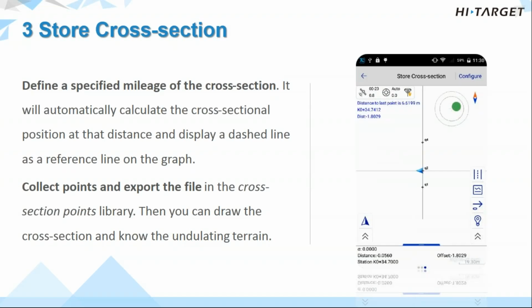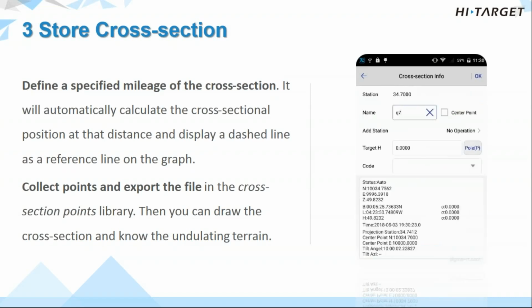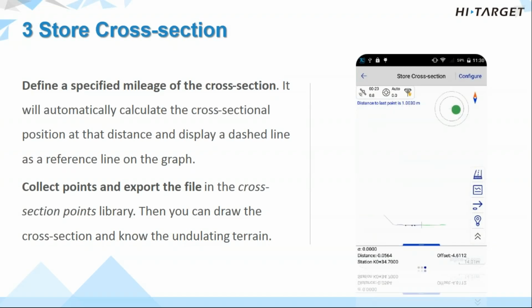And maybe someone will ask why you need to do the third step, store cross-section. Cross-section is one step for us to know the undulating terrain. We can collect points and export the file in the cross-section points library. And then you can draw the cross-section and know the undulating terrain. Also, you need to define a specific manager of the cross-section. It's one way to know the undulating. So this is our preview of the road function.